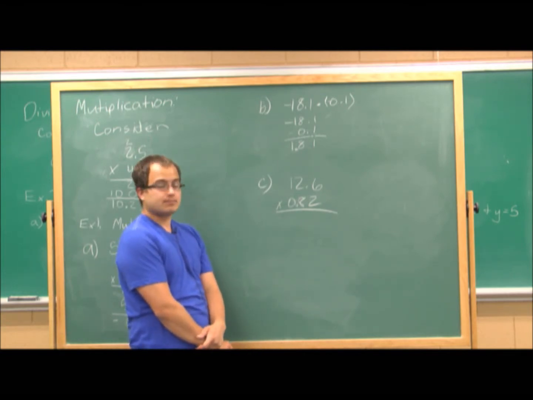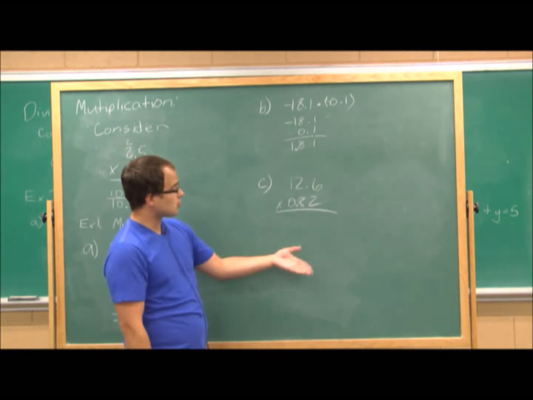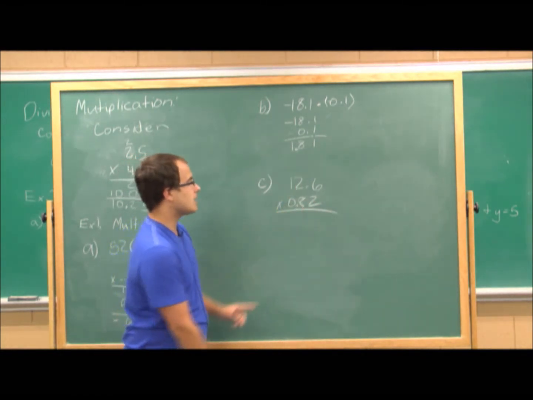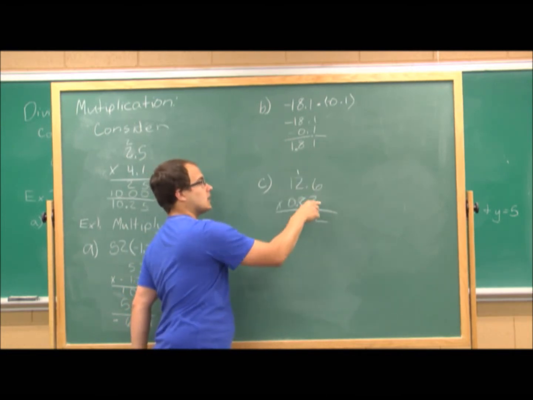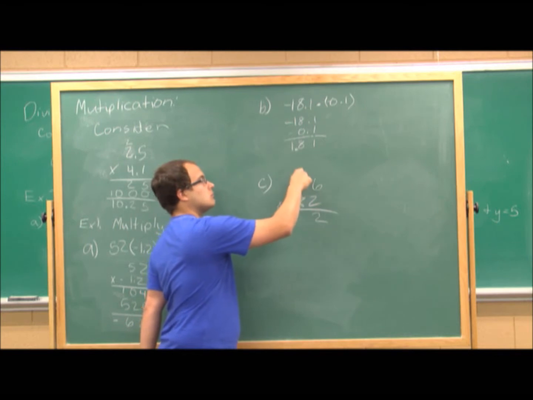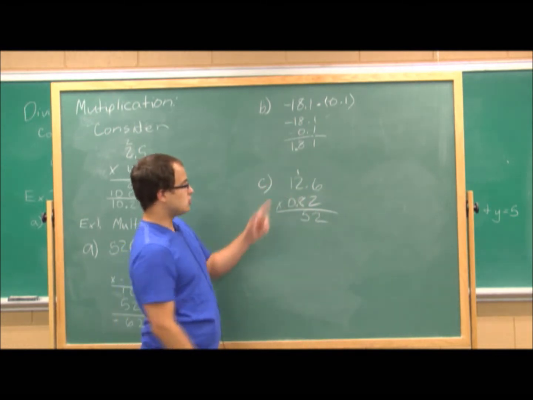Now on to part C. 12.6 times 0.82. So again, just multiply as normal. 2 times 6 is 12. 2 times, oh, carry the 1. 2 times 2 is 4. Plus 1 is 5. And 2 times 1 is 2.